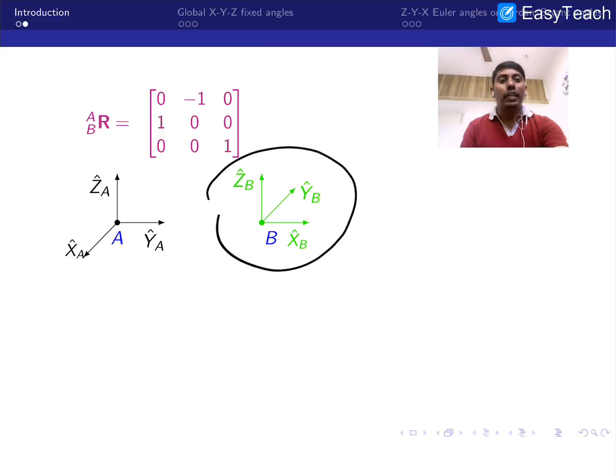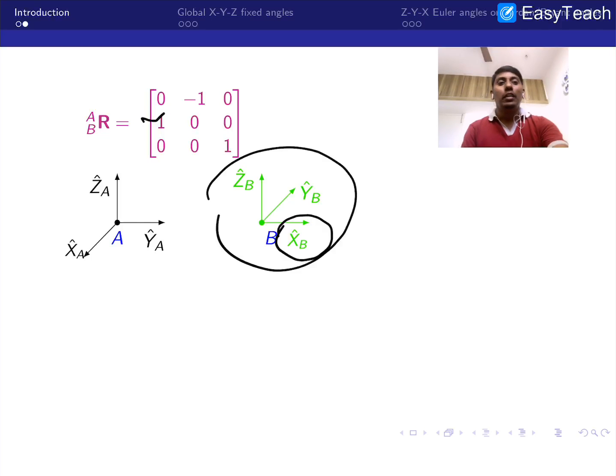So if that is the case, you can see that the rotation matrix is the projection of the unit vectors of the B frame on the A frame. In the sense, the XB vector projected on the A frame is parallel to YA, in the same direction. So the other two projections are 0, in the sense the x-axis and z-axis projections are 0. That's what you can see.